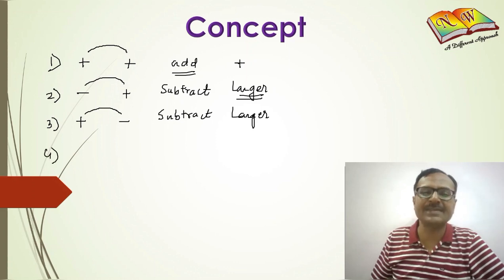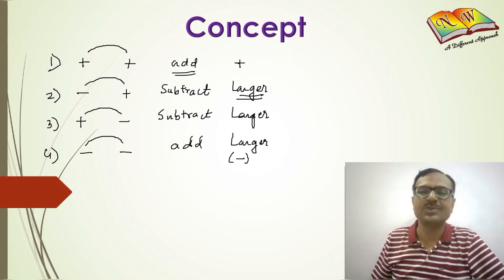In the final case, if the first integer is negative and the second is also negative, then negative and negative make a positive. So you will be adding the two numbers and then you will be putting the sign of the larger, which is negative, because both are negative. So it has to be negative only. So these are the 4 rules.